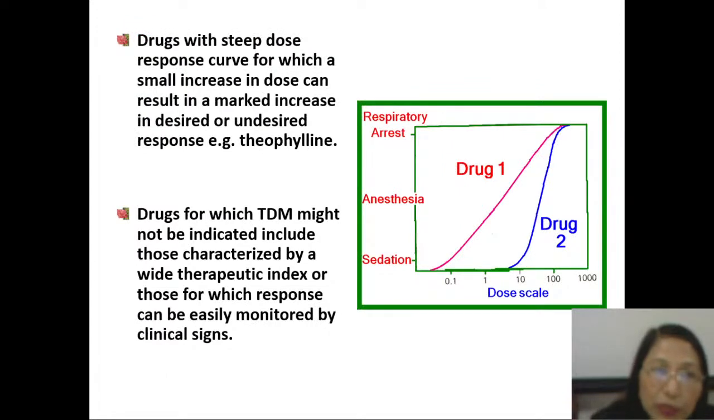So drugs with a steep dose response curve, for which a small increase in dose can result in a marked increase in desired or undesired response, for example, theophylline. So if there is a steep dose response curve, then we also need to do therapeutic drug monitoring. And drugs for which TDM might not be indicated include those characterized by a wide therapeutic index, or those for which response can be easily monitored by clinical signs.